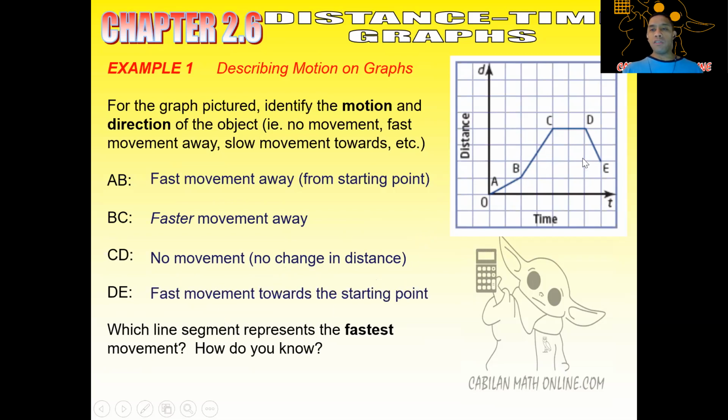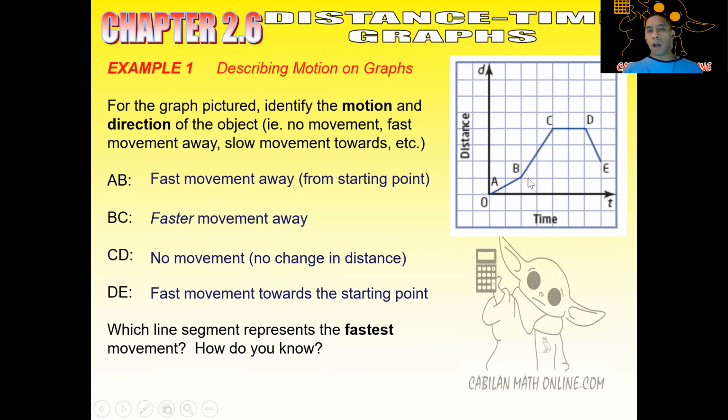What I want you to see is that when you're looking at the lines in this case, A to B and B to C are going up, and D to E is going down. Notice that all three of them have different steepnesses. So that goes to the next question: which line segment represents the fastest movement, and how do you know? That means we're taking a look at lines A to B, B to C, and D to E. Keep in mind that we're not factoring in direction here. We're looking strictly at steepness.